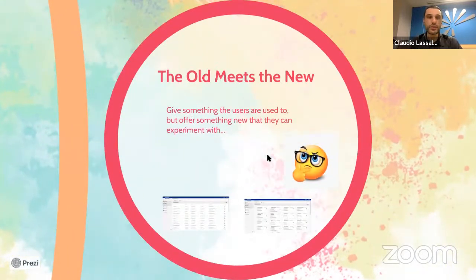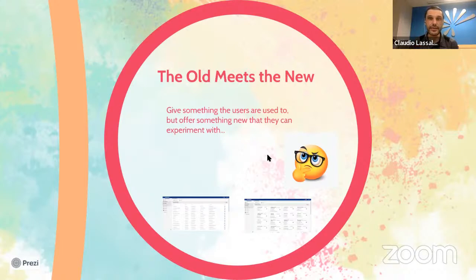The old meets the new. A lot of software that I build, like this one, for example, the current users have been using a legacy system for like 20 years now. They are used to things that look like Excel spreadsheets. That's what they are used to, right? They're in their comfort zone.